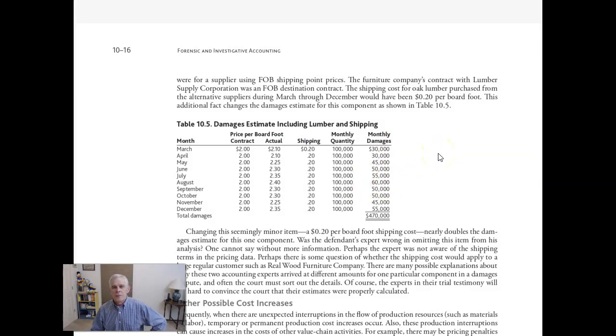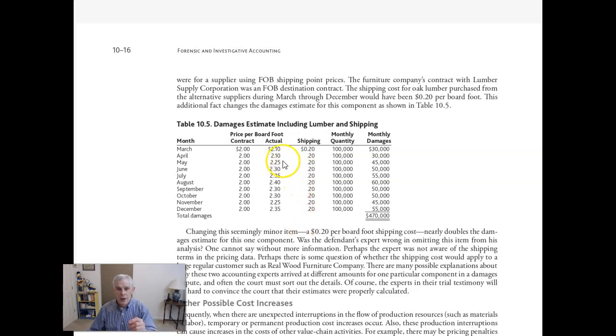So in here they're saying we had to pay extra shipping to get this lumber from a new supplier to us. Under the contract, shipping was covered in the $2. So not only did they have a difference in price from March through December, just like the defense expert came up with, same dollar amount here, the actual cost per board foot, but they actually had to pay shipping. This is an actual cost the plaintiff had to pay.